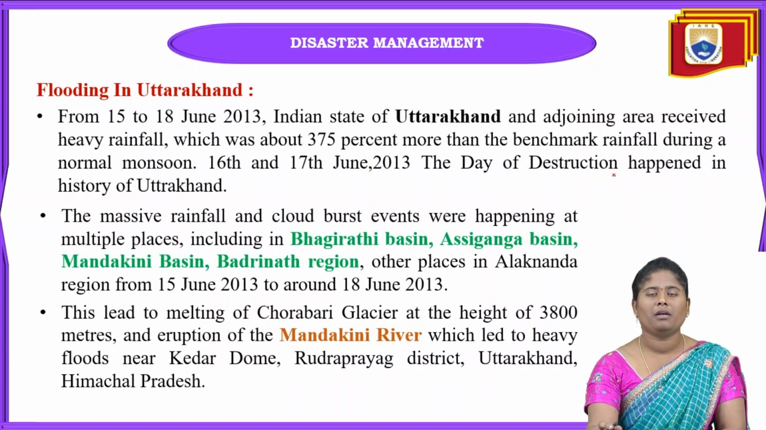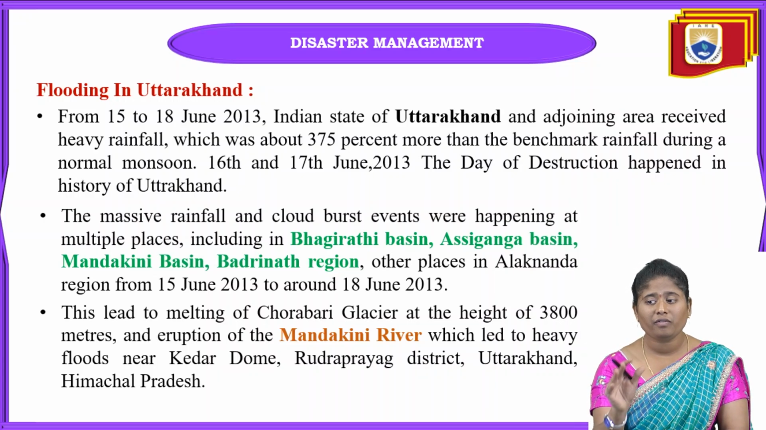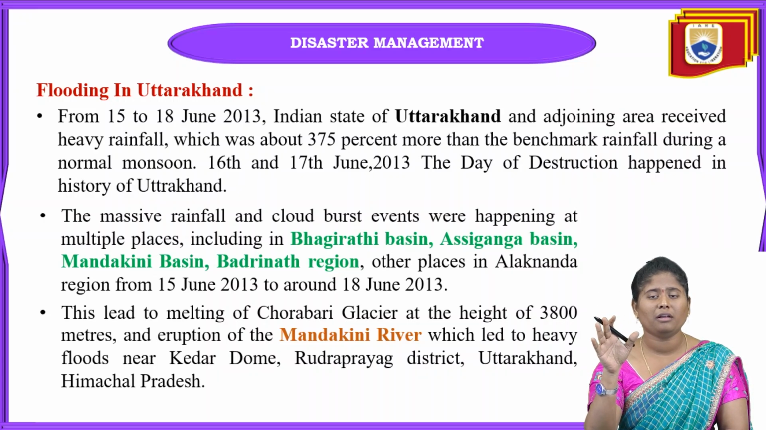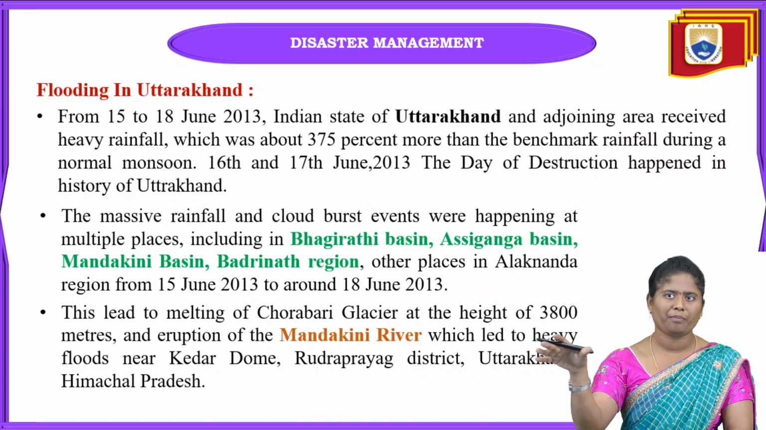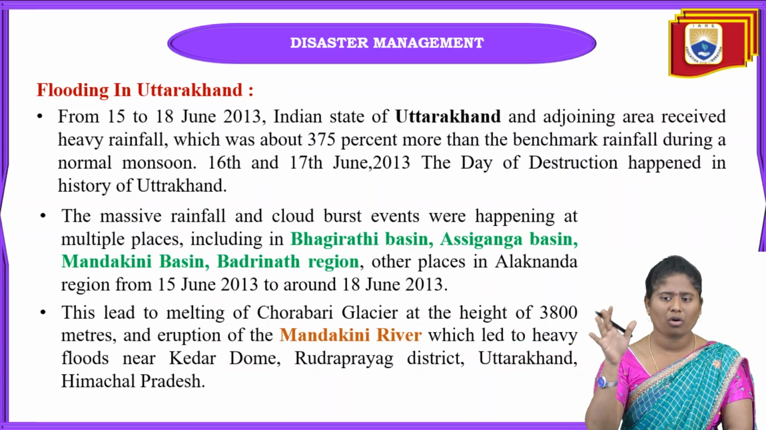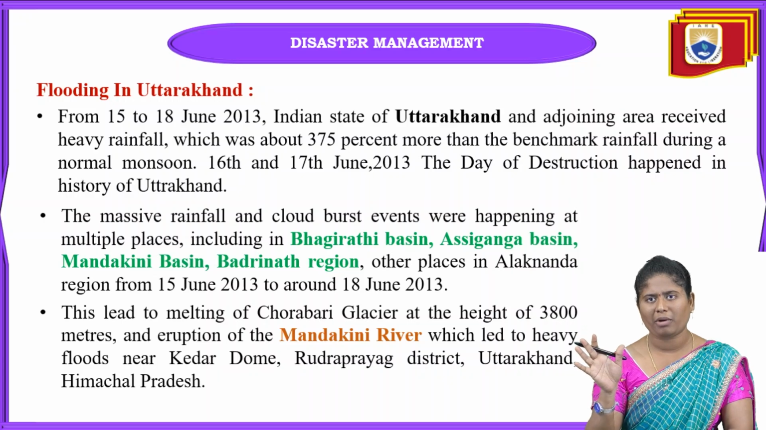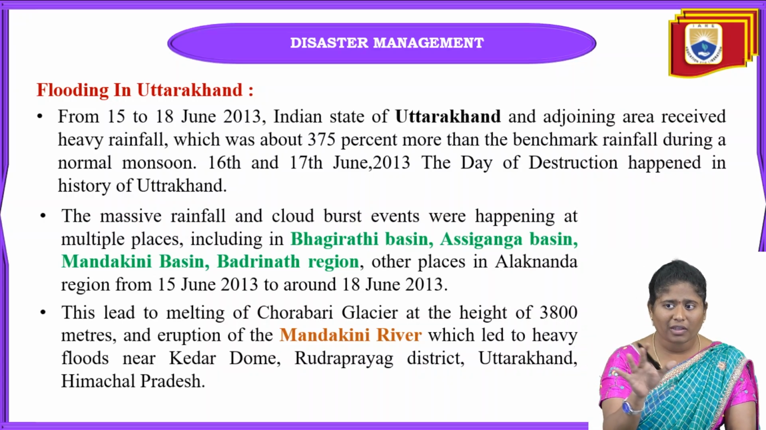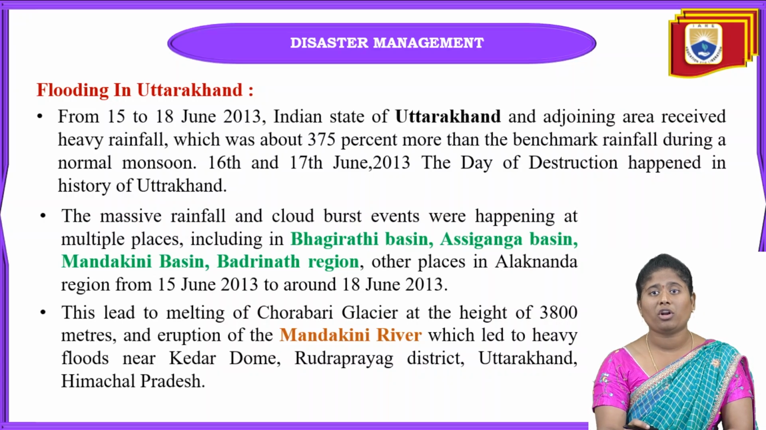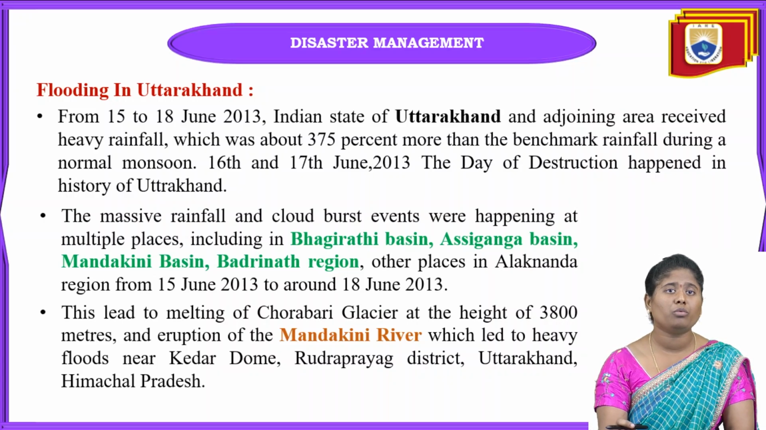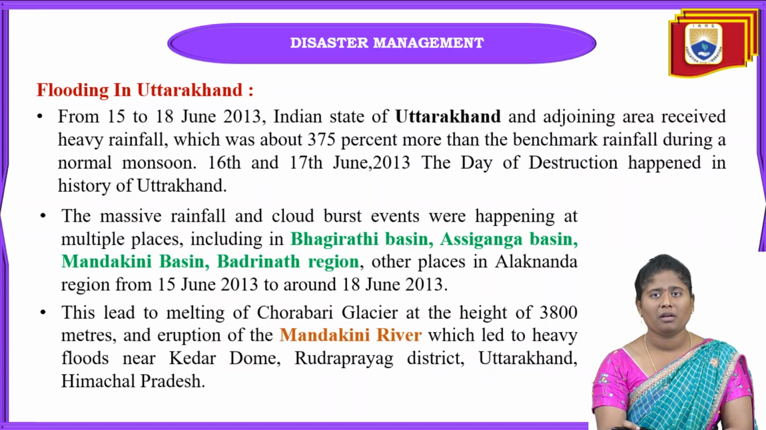Next, in this Uttarakhand region we have the Chorabari Glacier, which is at a high altitude. These are all in the Himalayan region only, which we can't separate. Overall, 90% of Uttarakhand is filled with the Himalayas, and in that Himalayan region we have the Chorabari Glacier. This Chorabari Glacier is at a height of almost 3,800 meters, and at 3,800 meters is the Mandakini river.